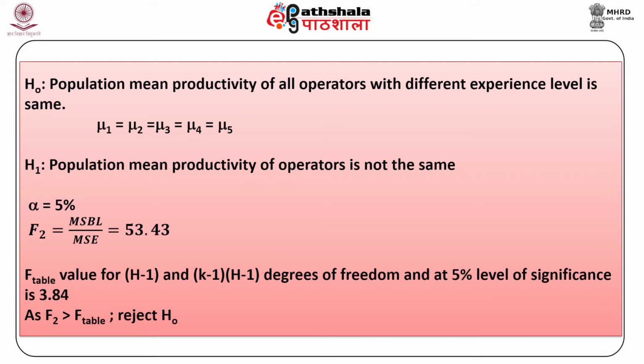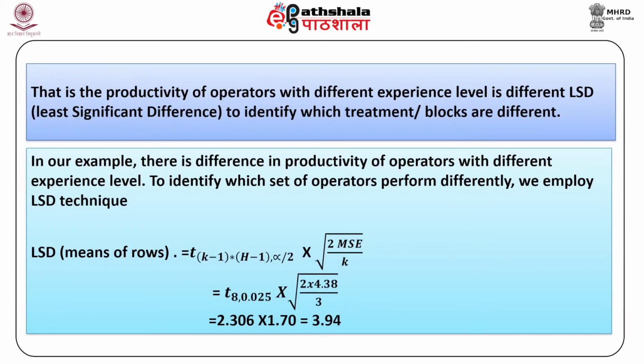Again, if you look at the tabulated value for h minus 1 and (k minus 1) into (h minus 1) degrees of freedom, at 5% level of significance, you find it comes out to be 3.84. Now we may see that since the calculated value is greater than the tabulated value, we reject the null hypothesis, which means that there is a significant difference in the operator's mean productivity. Now, this is what we are saying is the productivity of operators with different experience level is different.